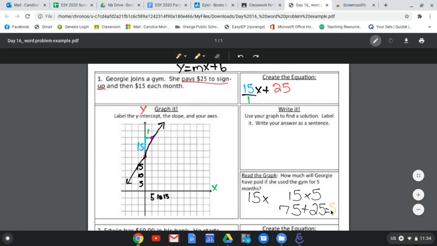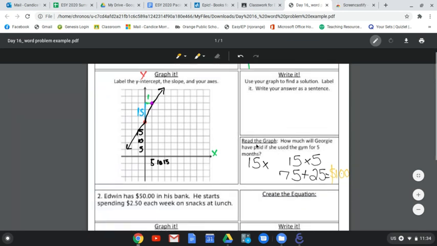So if she's going to pay how much? $100. I did write a little bit big, that's okay. All right, so $100 for that. So you have everything here. You created our equation from this word problem. We graphed it, and then we also read the graph, and they gave us a question that we had to answer using this graph.